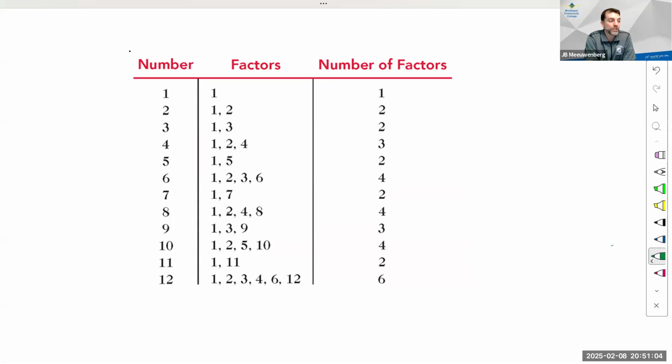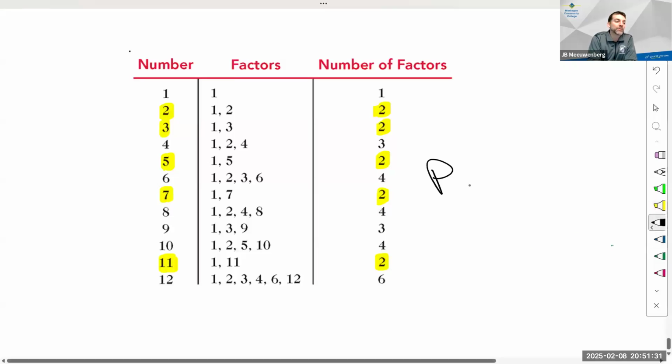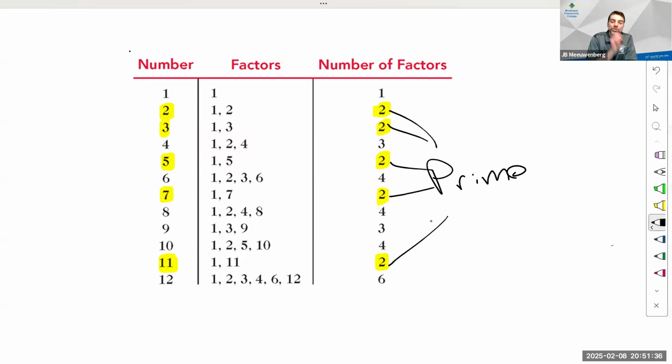8 has factors of 1, 2, 4, and 8. 12 has factors of 1, 2, 3, 4, 6, and 12. And then you count the number of factors they have. And what you'll notice is some of them only have 2 factors. Those numbers, 2, 3, 5, 7, and 11, those are our prime numbers, right? Those ones that have only 2 distinct factors are our prime numbers, 2, 3, 5, 7, and 11.